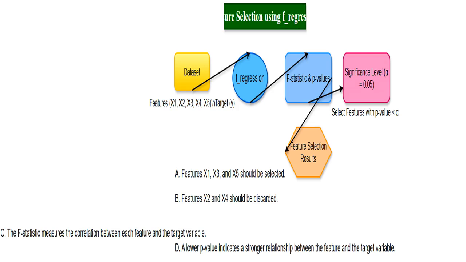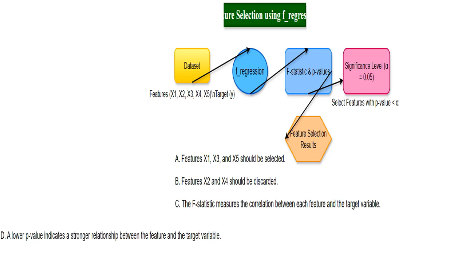That's not quite right. The f statistic shows how much variance in y is explained by each feature. While related to correlation, they are not the same. Correlation specifically measures linear association. Correct. A lower p-value means there's less chance that the observed relationship between the feature and the target variable is due to random chance, suggesting a stronger relationship.